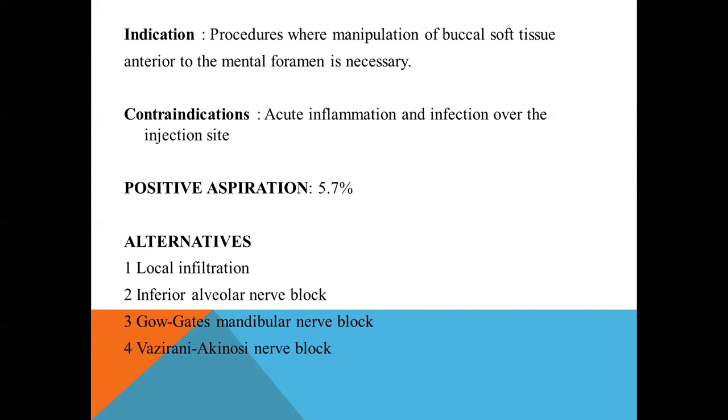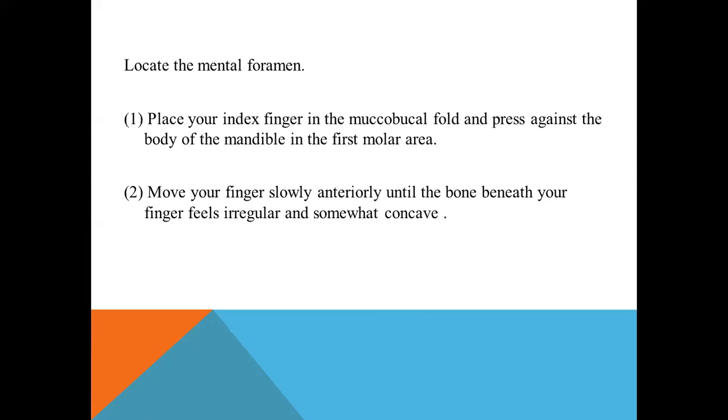Contraindication: acute inflammation and infection over the injection site. Positive aspiration is 5.7%. Alternates: local infiltration, IANB, Gow-Gates, or Vazirani-Akinosi technique. Locate the mental foramen technique.